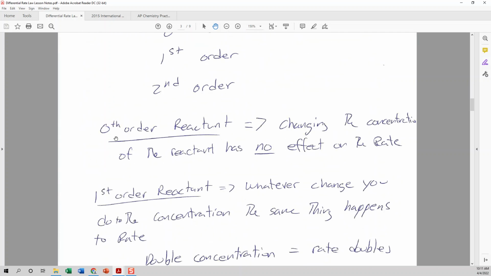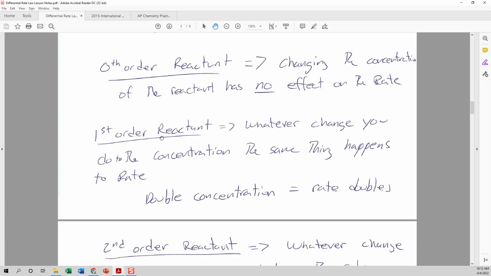All right. So how do you know if you have a zero ordered reactant? Well, you know if you change the concentration of the reactant, but there's no effect on the rate. So I double it, but the rate stays the same. I cut it in half, the rate stays the same. I triple it, I quadruple it, I add 10 times the amount of reactant, but the rate stays the same. If changing the concentration does not affect the rate, then whatever reactant you're changing the concentration of is zero ordered.